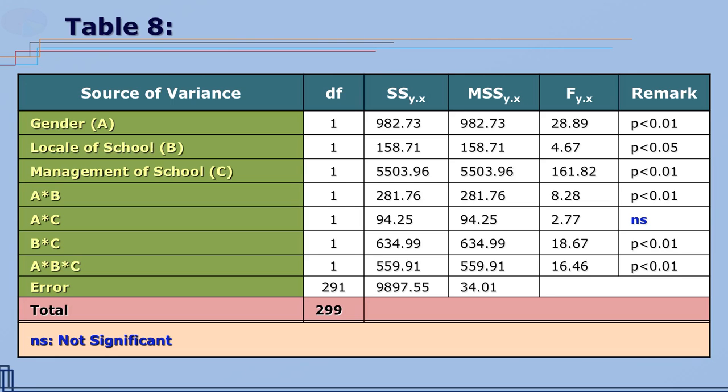So, there was a significant influence of management of schools on self-efficacy of students when resilience was taken as covariate. Thus, the null hypothesis that there is no significant influence of management of schools on self-efficacy of students when resilience was taken as covariate is rejected.